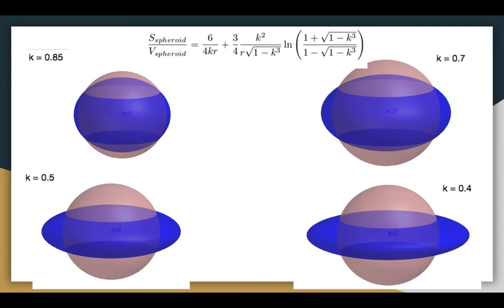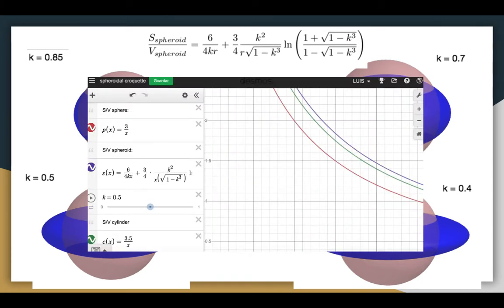And remember that the equation on the top is the one that we're going to be comparing to the other ones. And if you do that, you just needed to graph all this stuff in Desmos. For instance, this one is the comparison between the equations for a sphere, the surface to volume ratio of the sphere, the surface to volume ratio of the spheroid, and the surface to volume ratio of the cylinder for a squeeze factor of 0.5. And you see that for 0.5, this shape over here, the spheroid, is way better than the sphere, and it's also better than the cylinder.